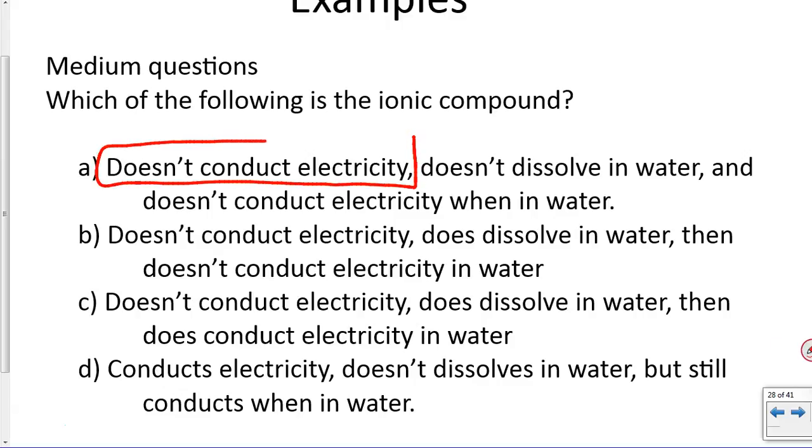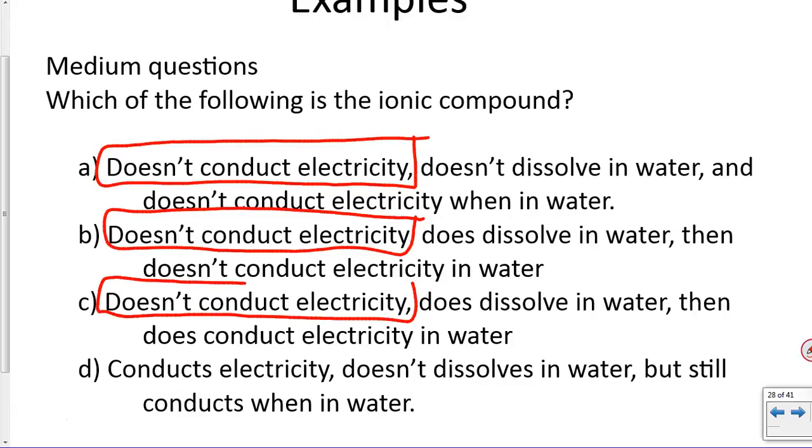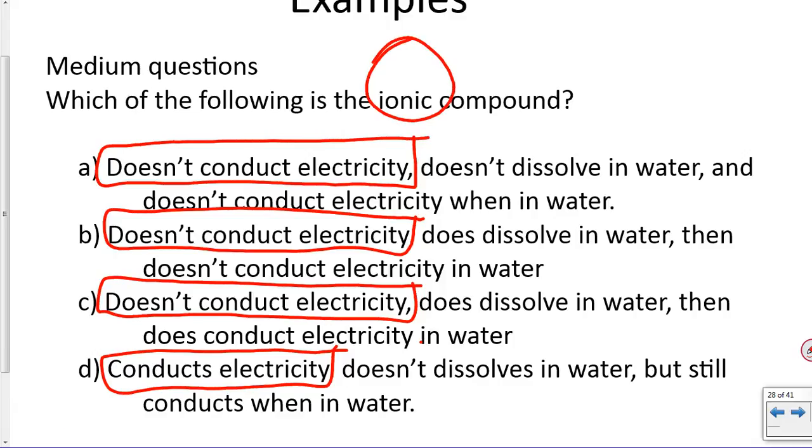The first thing we're going to take a look at is the conductivity of electricity. Obviously you see three of them have a doesn't conduct electricity, and one of them has a conducts electricity. We are looking for the word ionic. So we need to identify, do ionic compounds conduct electricity? You also have to be careful here because the bottom lines underneath also say doesn't conduct electricity in water. So if the in water is not added, it's just talking about the compound as it is.